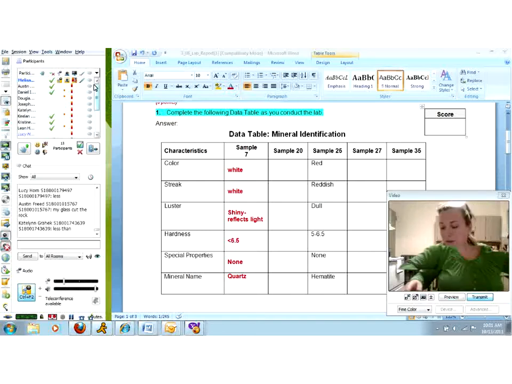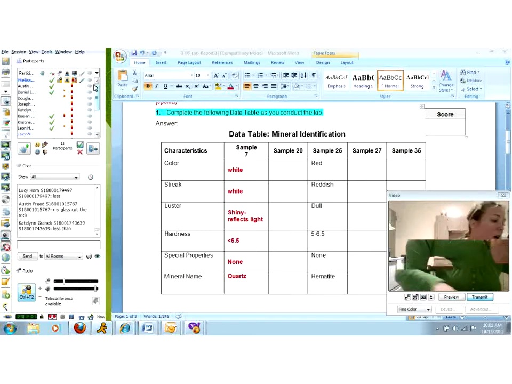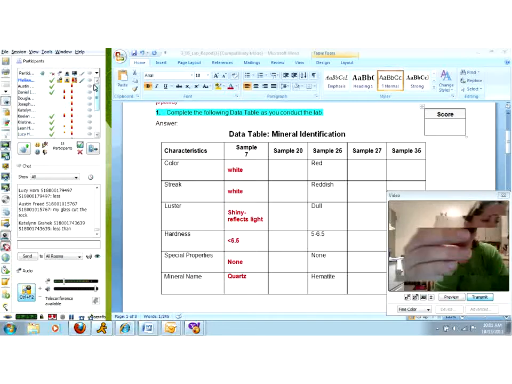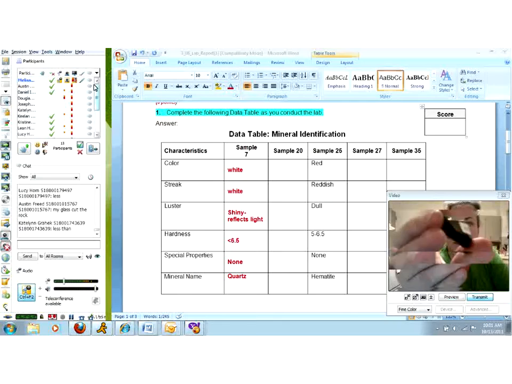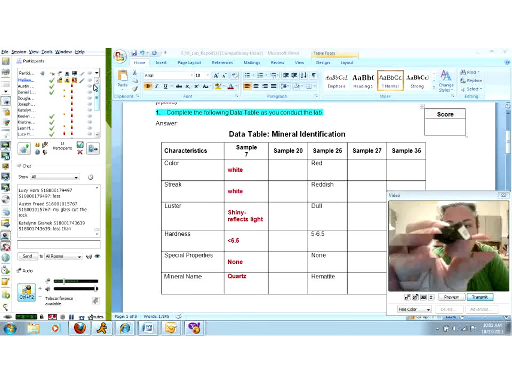Okay. All right, so now I'm going to get out sample 20. I'm not going to look at my answer key until after I'm done. I'm going to put friendly sample number 7 back, goodbye number 7. Sample 20 is pretty cool looking. Get it out. It looks like this. Shiny. Has a couple different colors in it.